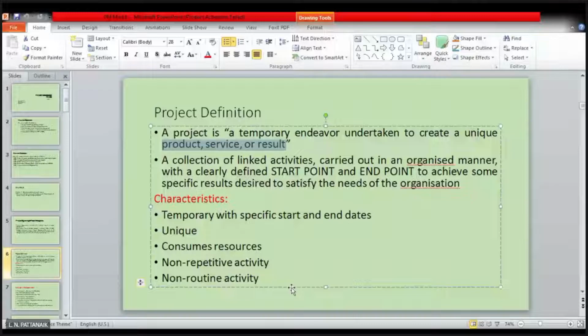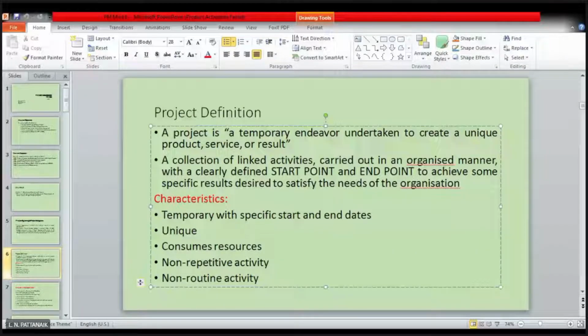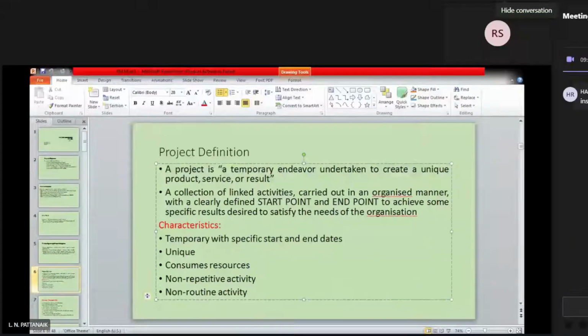We have 79 students in the class. Please, someone. Can you name some services? Somebody has answered in chat. Very good. Insurance. Yes. Insurance is a service. Agreed. Healthcare, education, travel. Right.